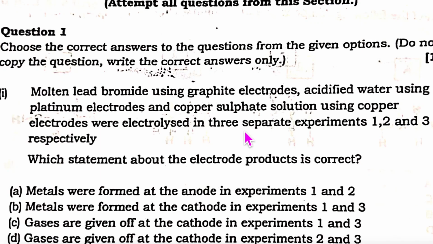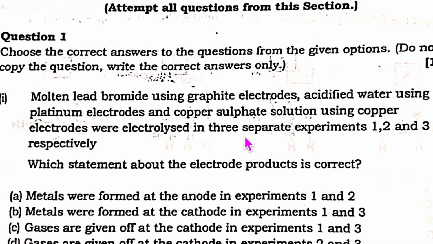This is another chemistry sample paper for 10th standard. And our section A is going to be of 40 marks, and we are having the first question being the MCQ question. Let us look at our first one. Molten lead bromide is used.